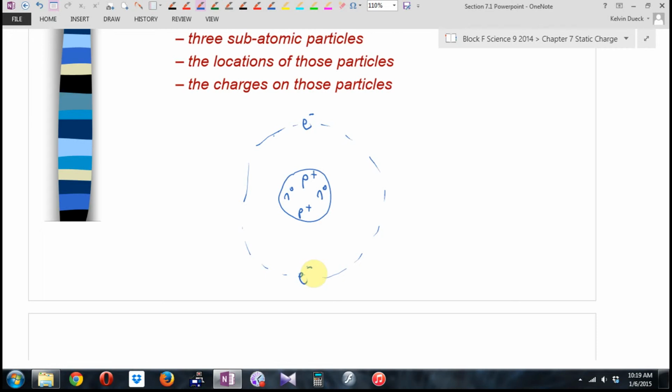Aiden, where are the protons and the neutrons located? In the nucleus. Where are the electrons located? Which ones are easier to access? The electrons. There's a reason why electricity is all about the electrons.